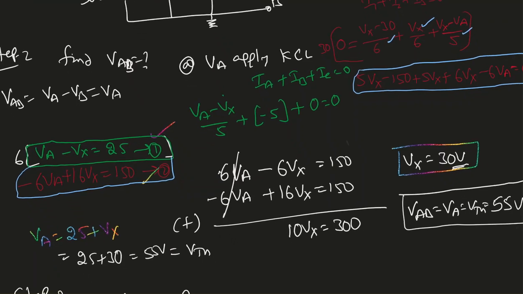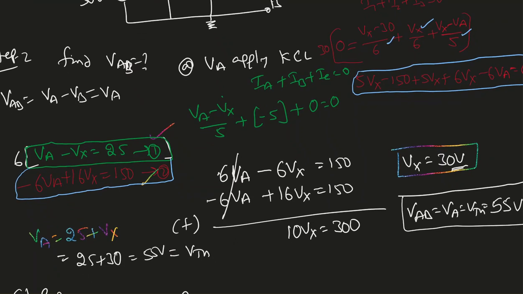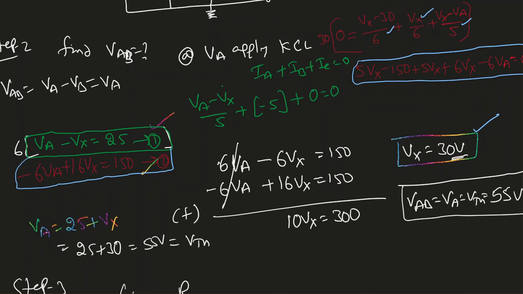Now what I did here, I multiplied equation 1 with 6. So it will become 6 Va minus 6 Vx equal to 6 times 25, which is 150. And the second equation I have minus 6 Va plus 16 Vx equal to 150. I'm adding those two equations. So 6 Va minus 6 Va get cancelled out. 16 minus 6, 10 Vx equal to 300. Based on this, I end up with Vx equal to 30 volt. And I substituted Vx in the first equation and I end up finding VA equal to 25 plus Vx, which is 25 plus 30, which is 55 volt.